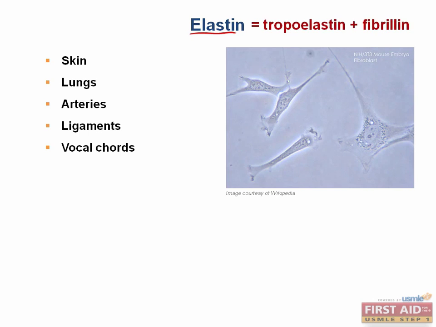Well, tropoelastin is secreted by fibroblasts and then cross-linked to other tropoelastin molecules along the scaffolding of fibrillin. It's the cross-linking of tropoelastin molecules that gives elastin its elastic properties. So what happens if you have a defective fibrillin gene? This is actually the cause of Marfan syndrome, which affects about 1 in 5,000 people.